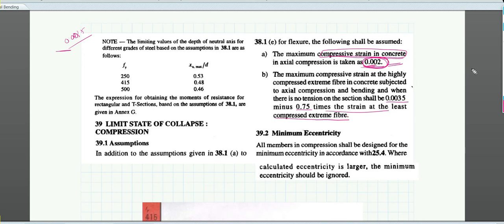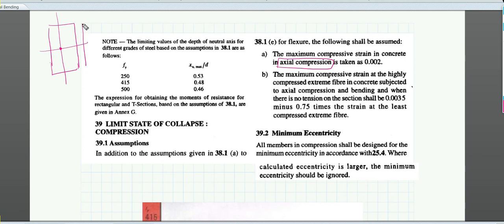See, this is what we have already discussed. That means if there is only compression, the maximum compression in concrete in axial compression, that means only axial compression is there. Just try to remember what we have discussed in the initial few minutes of our lecture, that if the load is only axial, there is no moment, then it will be a uniform distribution of load.